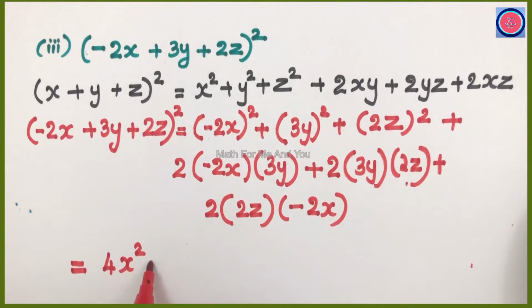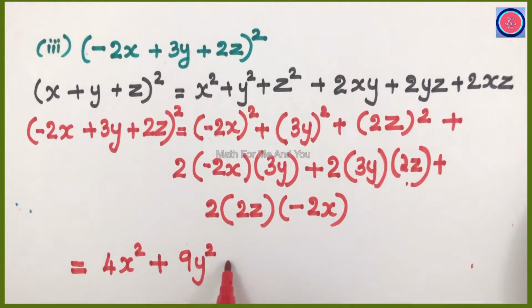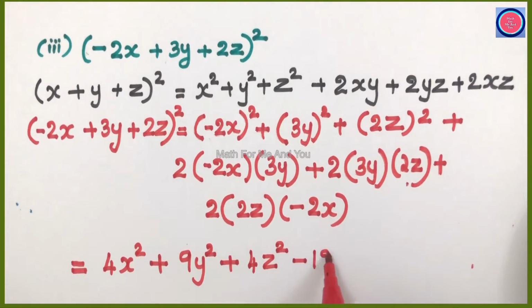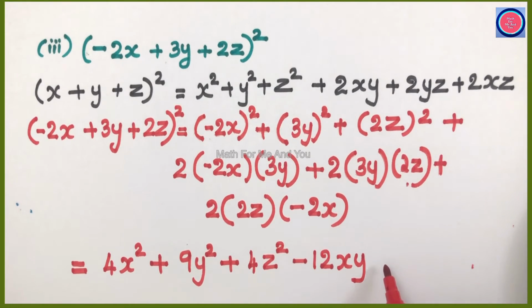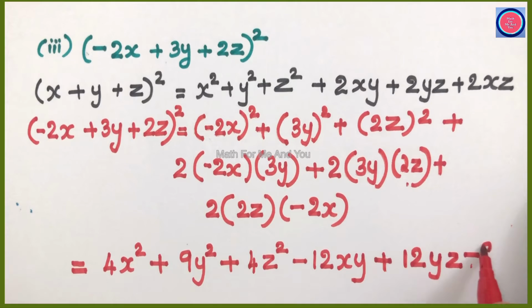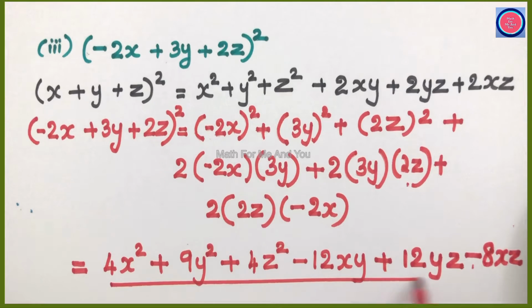(-2x) the whole square. It is (-2) square, that is 4x square, plus (3y) the whole square becomes 9y square, plus (2z) the whole square, we can write it as 4z square. Next term 2 times -2 times 3 is -12 and then xy. Next term 2 times 3 times 2, it is 4 times 3, 12, y times z, yz. And the last term 2 times 2 times -2 is -8 zx or xz. We can write xz.